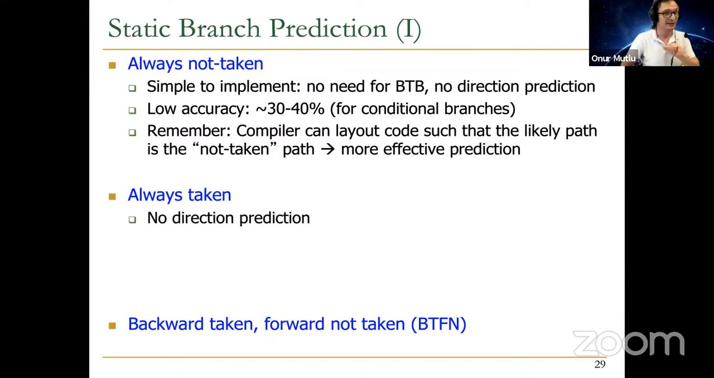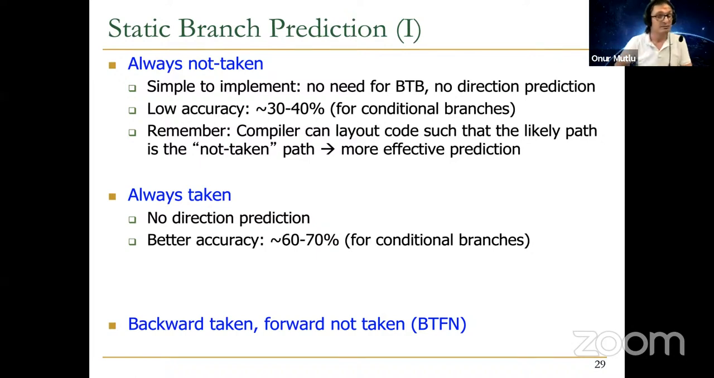Always taken, you need a BTB for this. Basically, whenever you see a branch, and if you have a BTB hit, you always predict taken. No direction prediction needed. BTB is enough. It gives you better accuracy, 60 to 70%. Why? Because most of the branches are taken. I mentioned this last time, or when we covered pipelining a little bit, because most of the branches are loop branches, and usually loops are iterating.